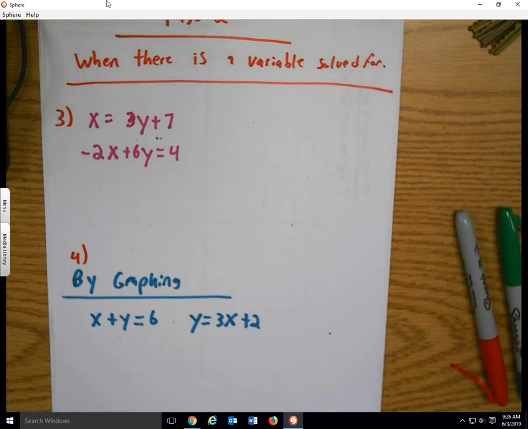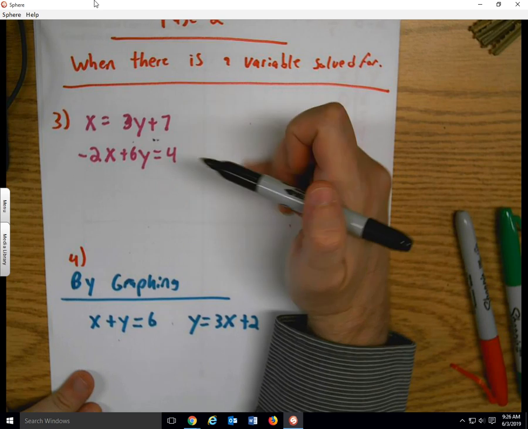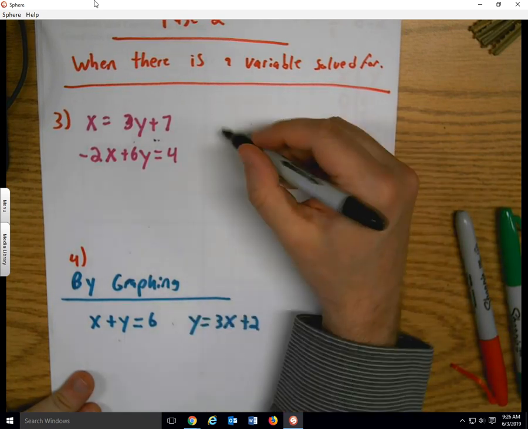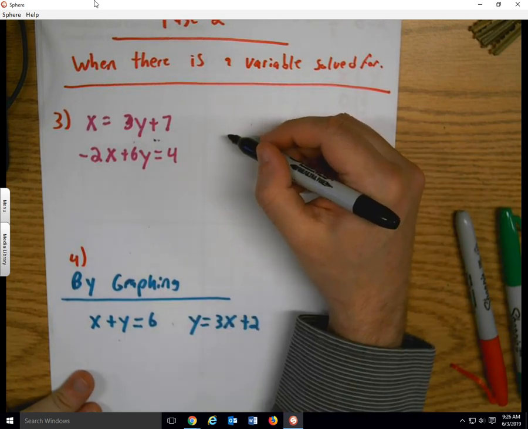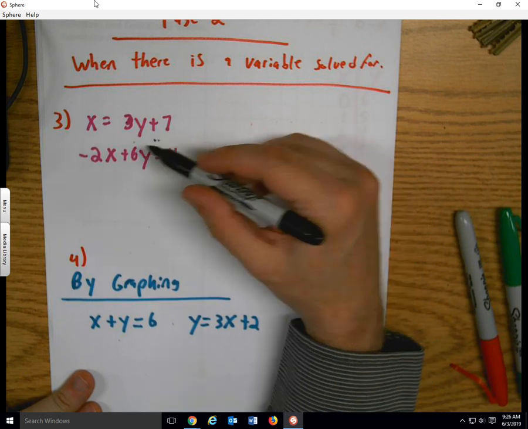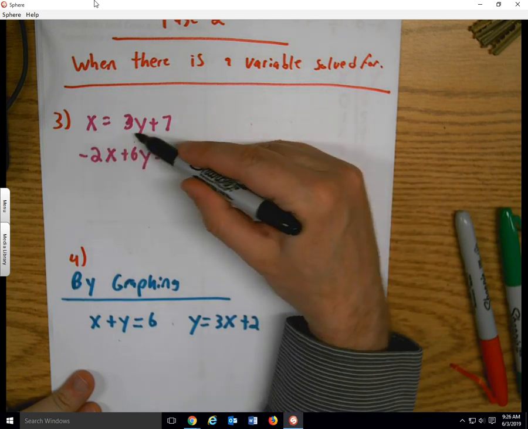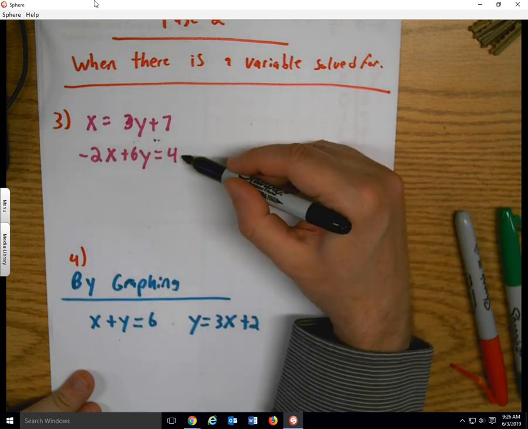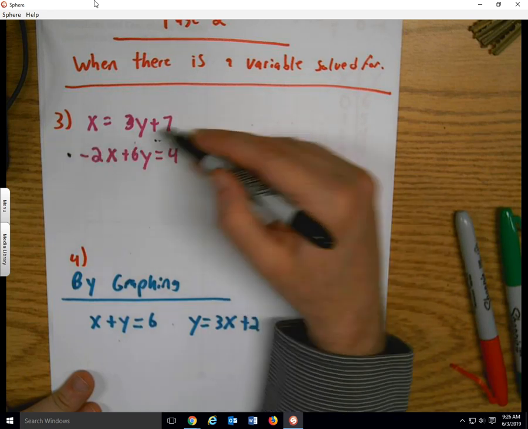So let's do a substitution one. You need to see one anyway. On most of the tests, you can choose whatever way you want to do it, but let's go and do a substitution. So x is already solved for. We know what x equals, so we're going to rewrite the other one.